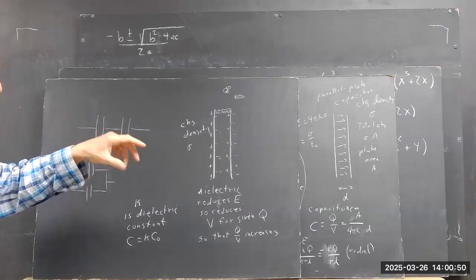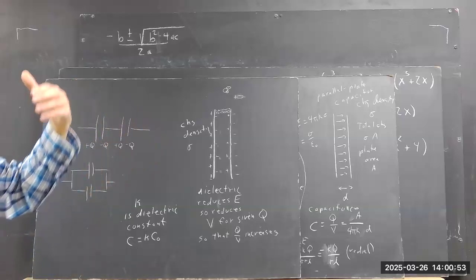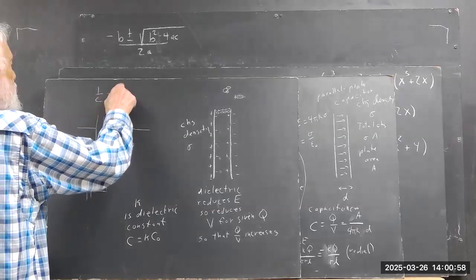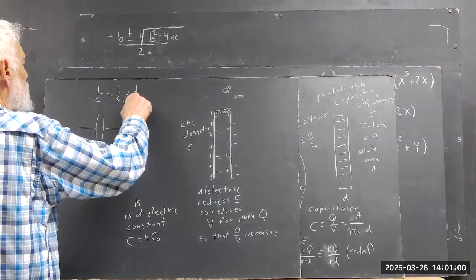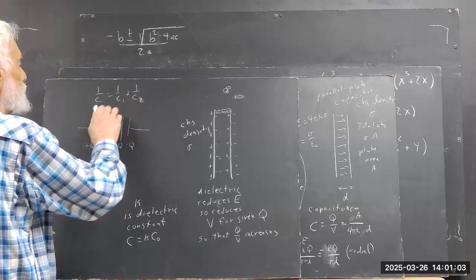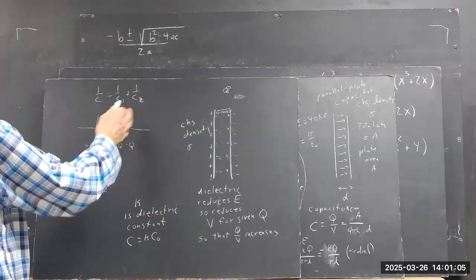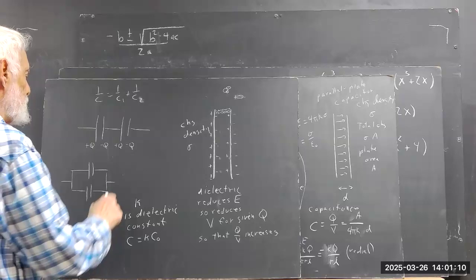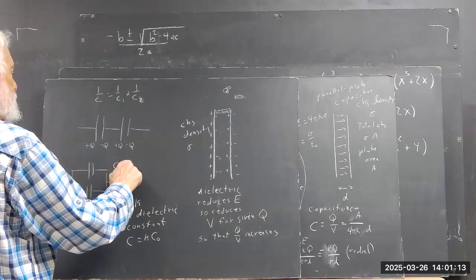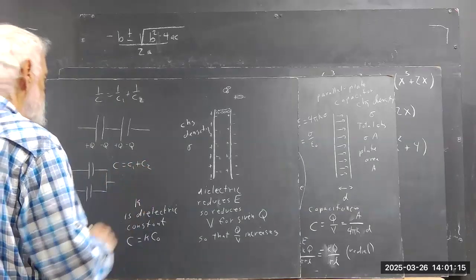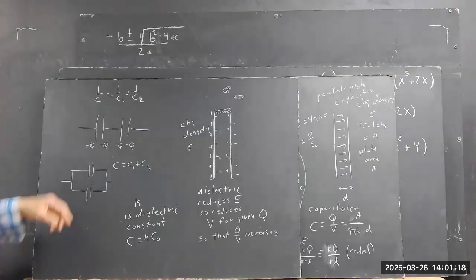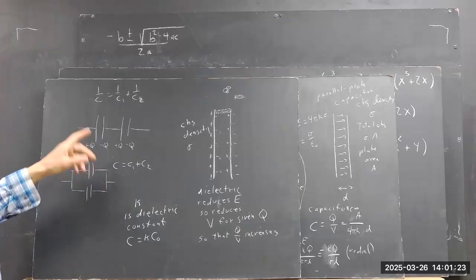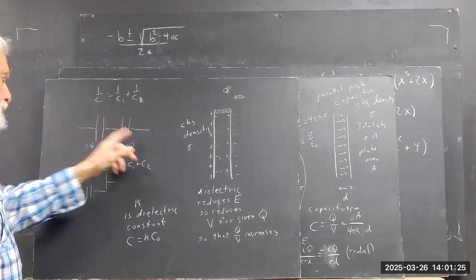If they're in series, the reciprocal capacitance is the sum of the reciprocal capacitances. So it's like here you have 1 over C equals 1 over C1 plus 1 over C2. Like resistances, but this looks like parallel resistances. It's for series capacitances. Here you have C equals C1 plus C2, because you're essentially sharing the area. Here, you have just one potential across the whole thing.